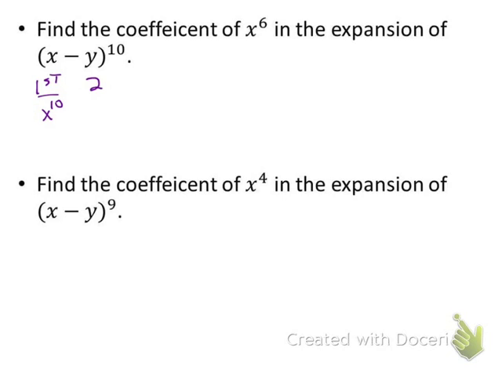So the next term would be x to the 9th. The next would be x to the 8th. Then we'd have x to the 7th. And on the 5th term, it would be x to the 6th, because we work our way down. Now, whatever the y is, whatever the coefficient is there, that's great. Right now, we're just using that x to help us, because we know it starts with 10 and it counts down. So that's where x to the 6th shows up. It shows up in the 5th term.